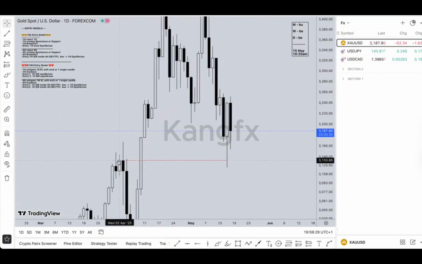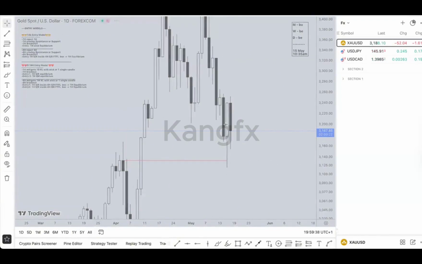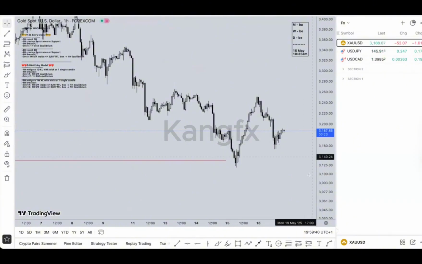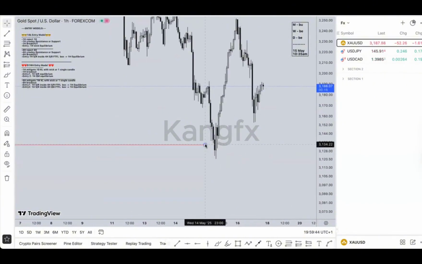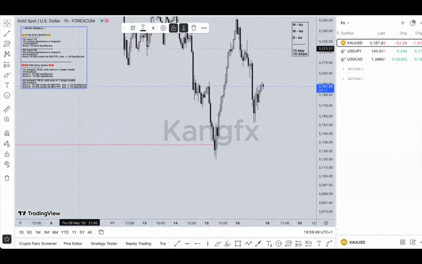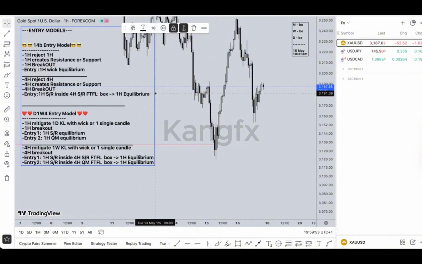Now, we have this daily RBS here. The market came and tapped it. So since it's on daily, I'm going to go on 1 hour to look for entries. As you can see, remember the rules for taking this trade. What is one of the rules? The rule is that there should not be more than one candle breaking this key level.